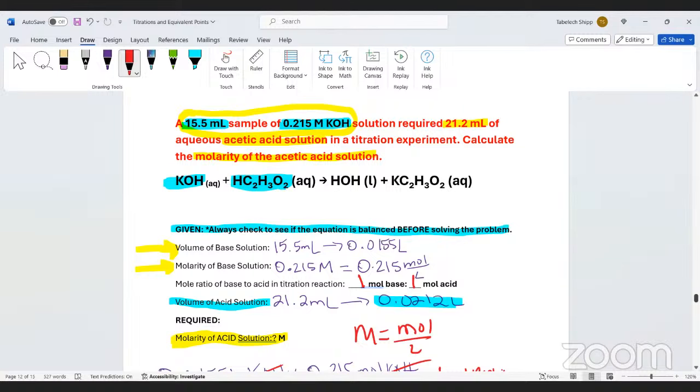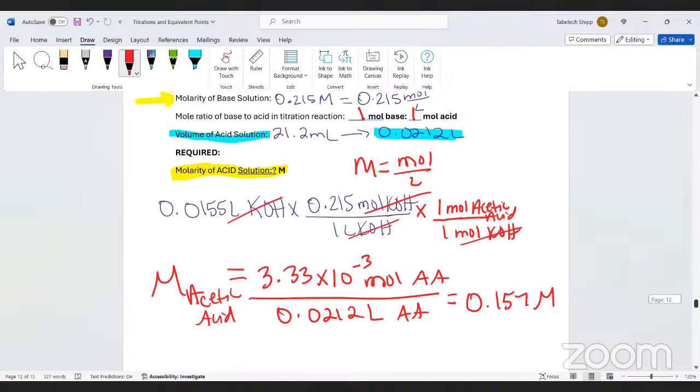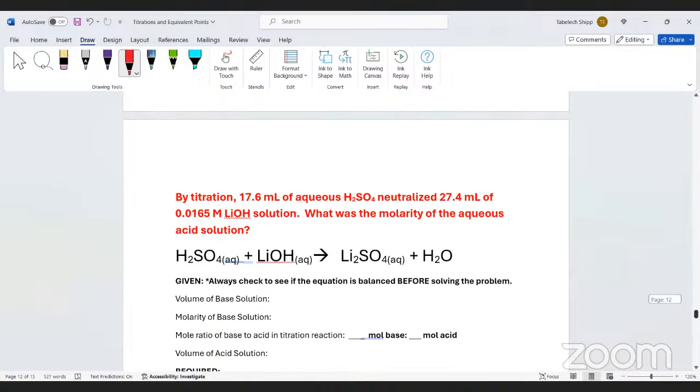If I give you 3 numbers, guess what? You're gonna have to find the 4th one. Okay, but also you're actually looking for 5 things. And let me show you on the next problem. Okay, so here we go.